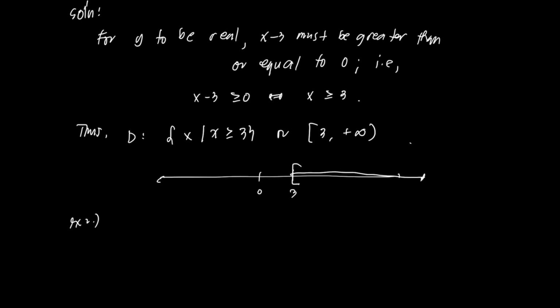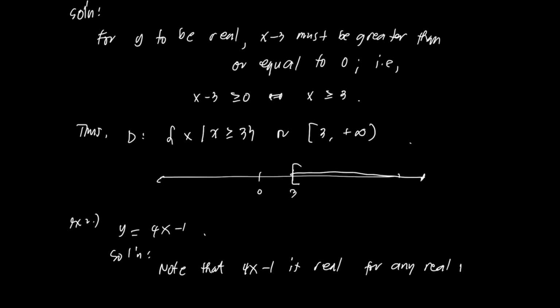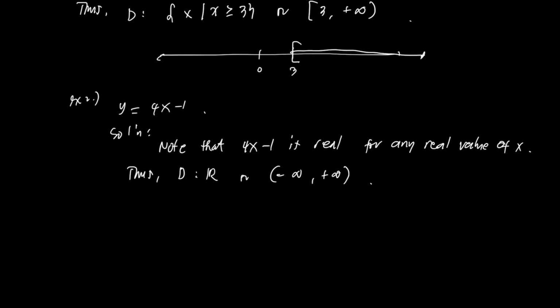Another example, if we have y is equal to 4x minus 1, where x is the independent variable. So we have the solution. Take note that 4x minus 1 is real for any real value of x. So therefore, the domain for this is all real numbers, or you can write this one as from negative infinity to positive infinity.